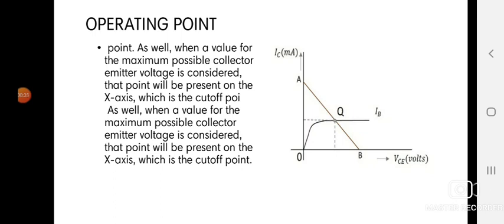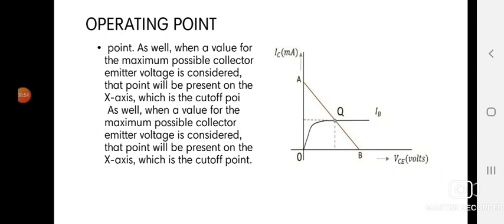And then we go for the operating point. From the diagram, we have IC on the y-axis and VCE on the x-axis. IC is nothing but the saturation point and VCE is nothing but the cutoff point. A line which connects the saturation and cutoff points is called the load line.